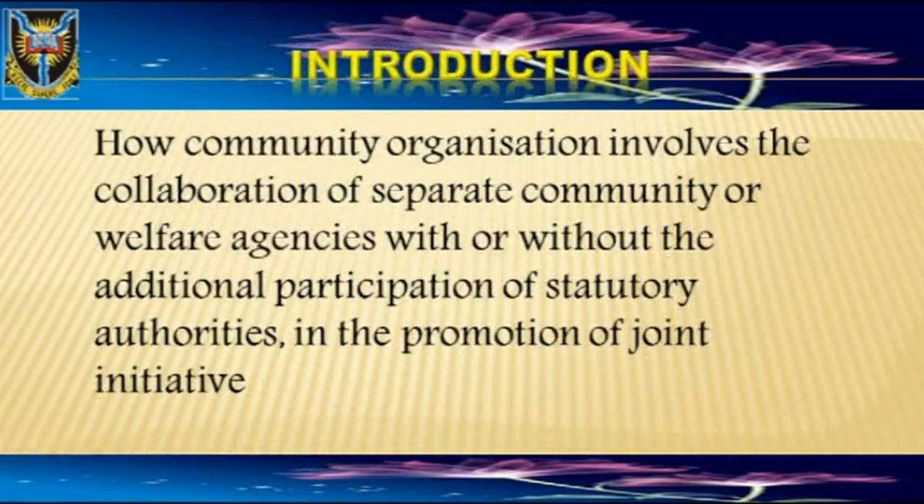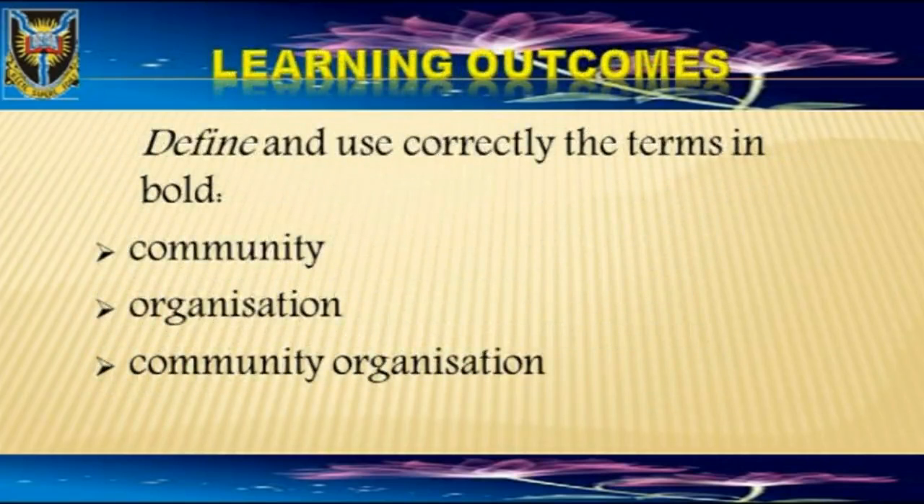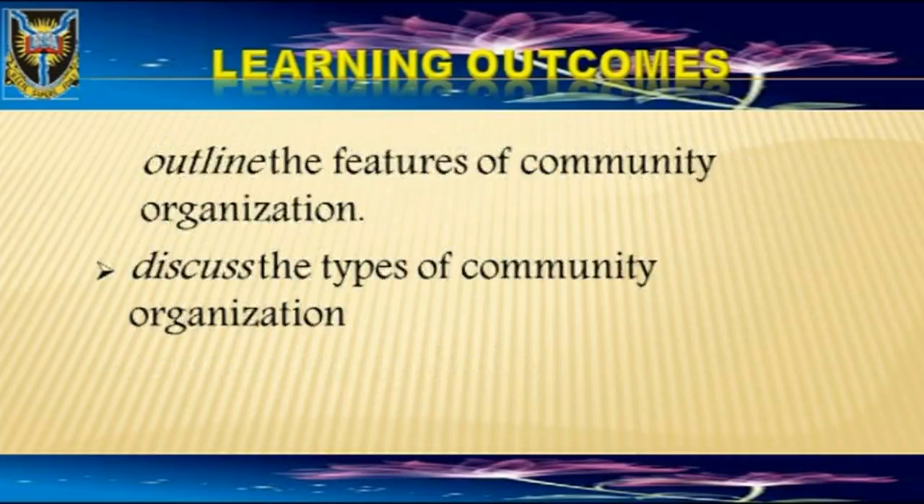Introduction. In this study session, we will examine how community organization involves the collaboration of separate community or welfare agencies with or without the additional participation of statutory authorities in the promotion of joint initiatives. Learning outcomes. When you have studied this session, you should be able to: 1. Define and use correctly the terms in bold: community organization. 2. Outline the features of community organization. 3. Discuss the types of community organization.